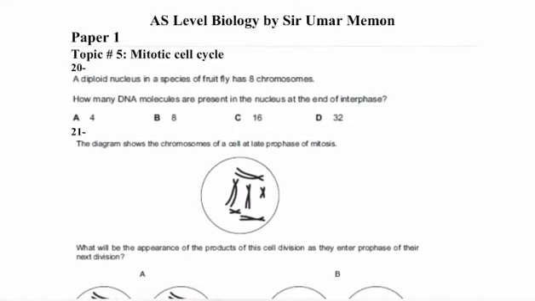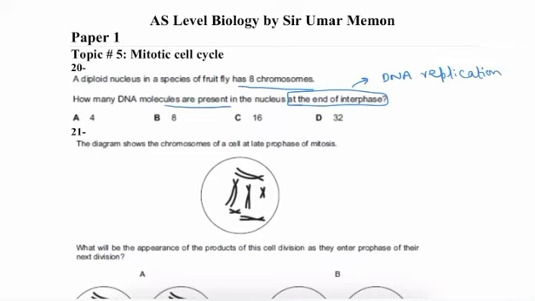Let's move towards the MCQ 20. A diploid nucleus in a species of fruit fly has 8 chromosomes. How many DNA molecules are present in the nucleus at the end of the interphase? Now this is very important. At the end of the interphase, the DNA replication has occurred. You should know that at the start of the interphase, the DNA replication has not occurred.